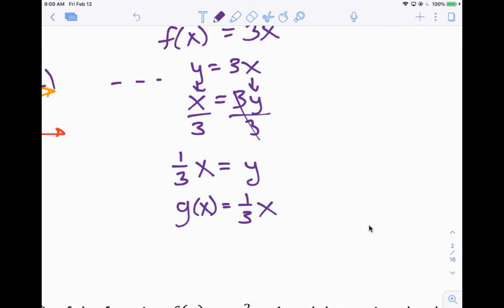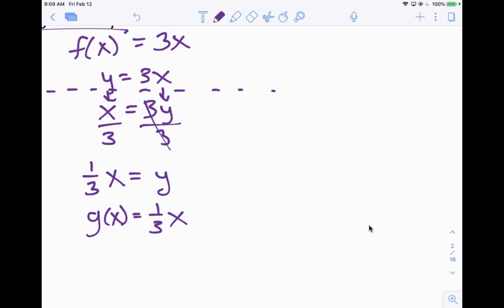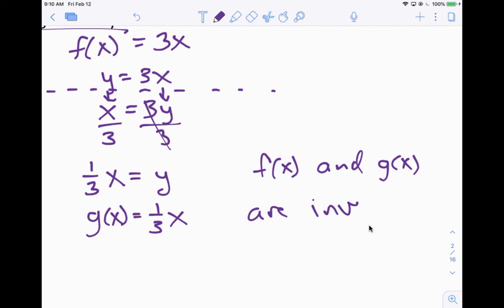Now you might want to draw a dotted line here, because when you invert a function, you're no longer talking about the same function. So we don't want to say that f of x equals g of x, because it doesn't, right? If you switch those places, they're not the same. But we can say that definitely f of x and g of x are inverses.